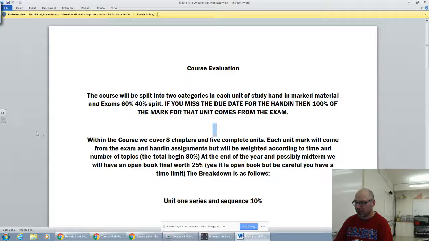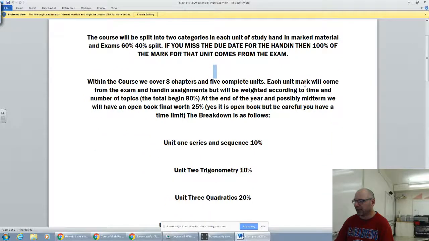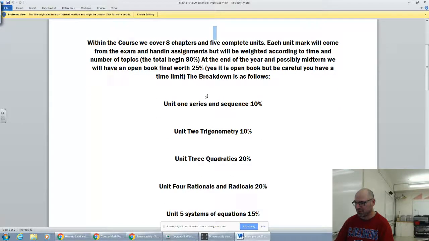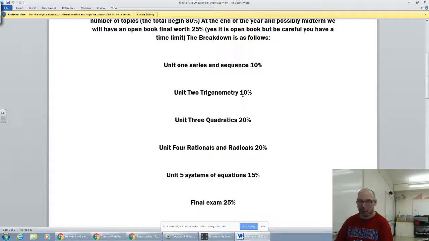Okay, there's 8 chapters which we are going to look at in 5 different areas. This says 80%, it should really say 75%. So the finals were 25%, and all the units are worth the other 75%. So 10% is Unit 1, series and sequence. That's geometric and arithmetic series and sequences. Means number, counting by numbers, up or down or dividing or multiplying. Trigonometry is the sine and cosine law, triangles, sine and cosine, tangent, as well as the reciprocal ratios in there, cosecant, secant, and cotan.